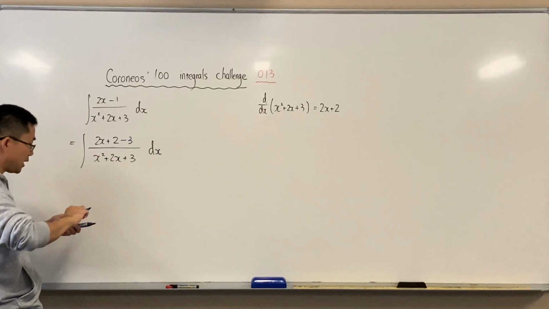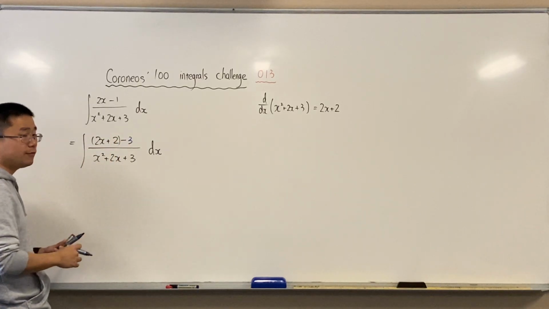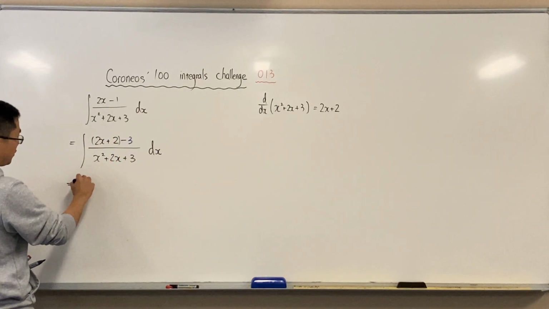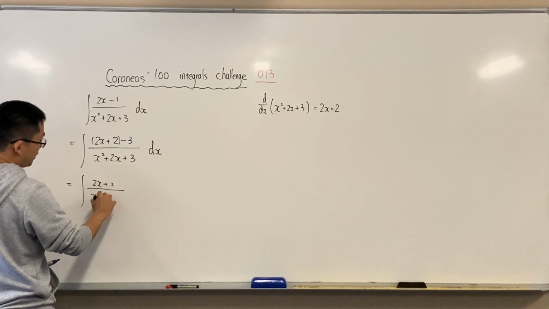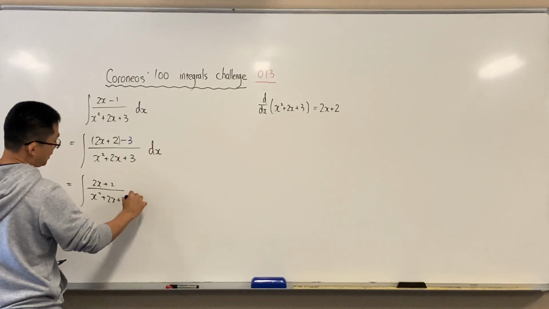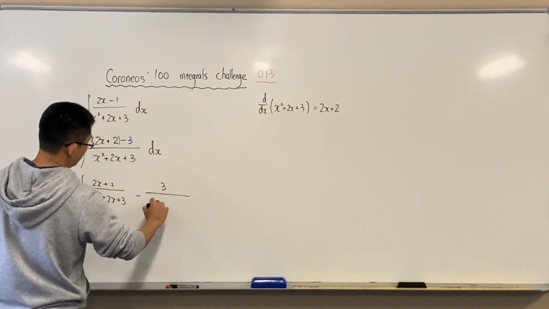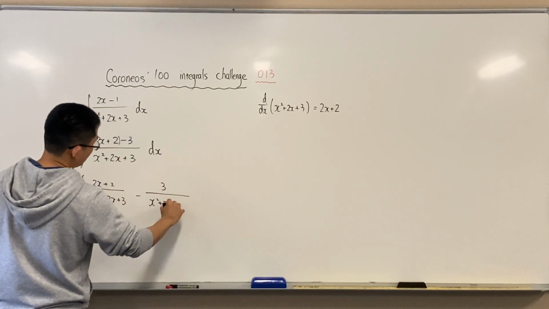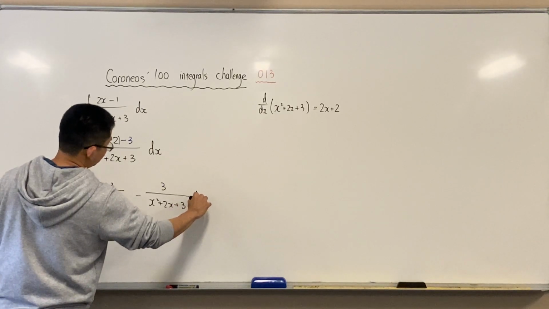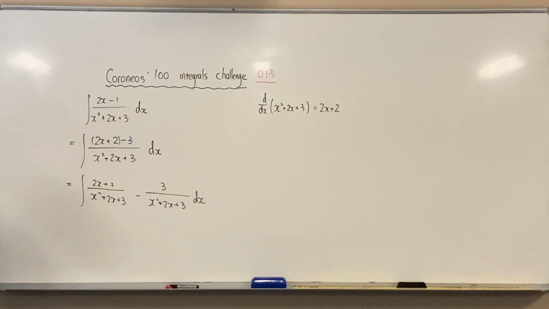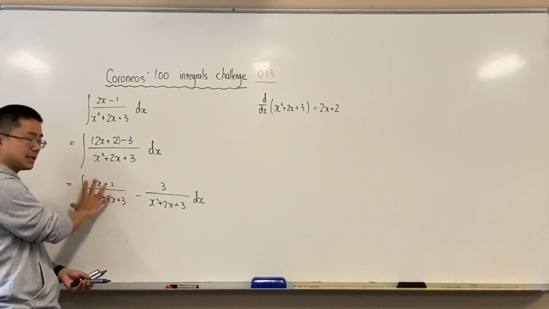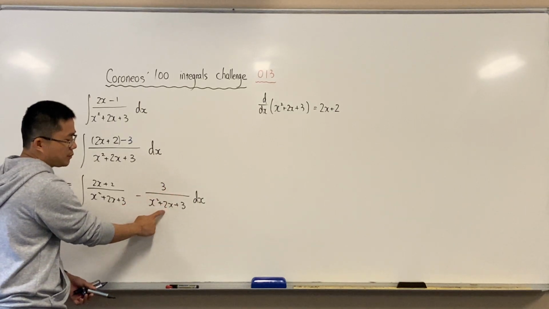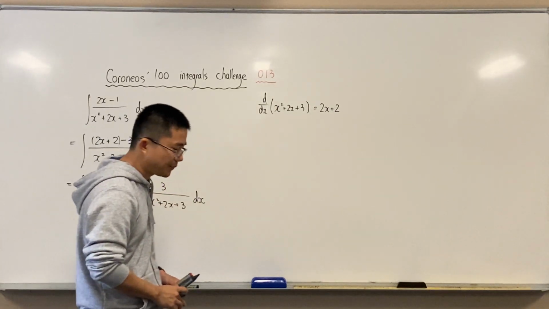Alright, but I can group them, so I can change them into two fractions. The first fraction will be 2x plus 2 over x squared plus 2x plus 3, minus 3 over x squared plus 2x plus 3, dx. Once you finish up to here, the work is really easy, because the first is just a logarithm integration. But what about this one? How do we integrate that part?